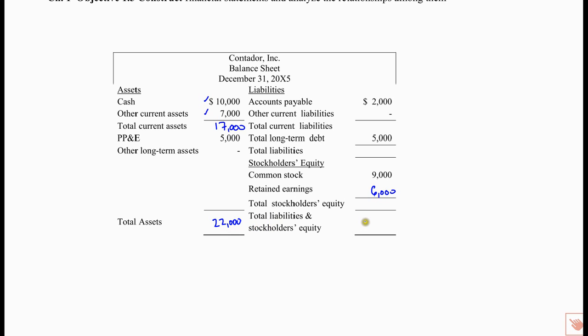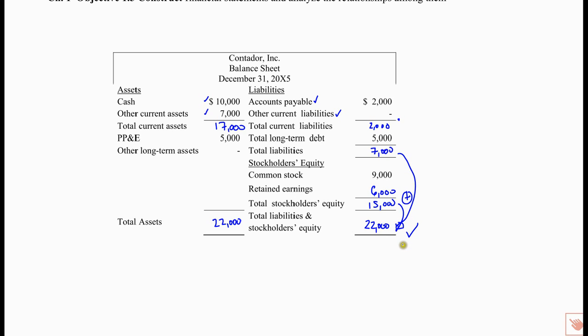All right, now I know that this has got to be 22,000. If not, something's wrong. So 2,000 in accounts payable. No other current liabilities. When you see one of these lines, it means total everything above. 2,000 plus 5,000, total liabilities of 7,000. 9,000 plus 6,000 is 15,000. And we take these two, add them together, and you get 22,000 just as a check.